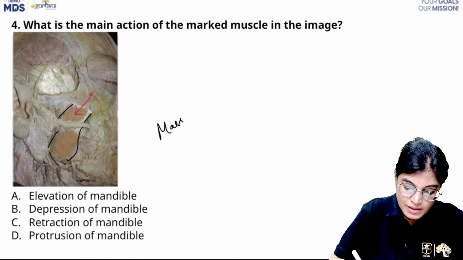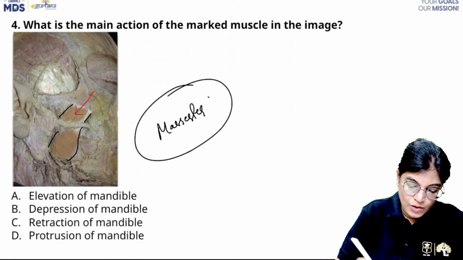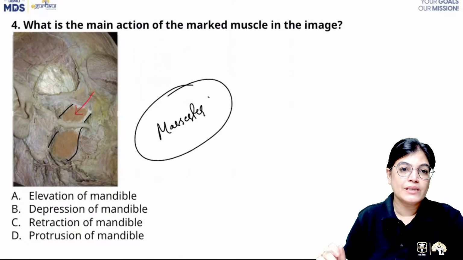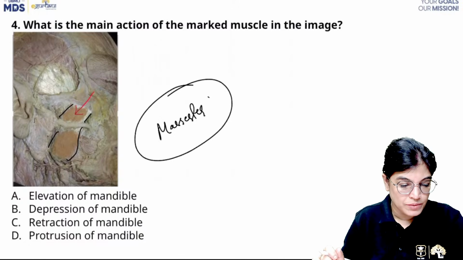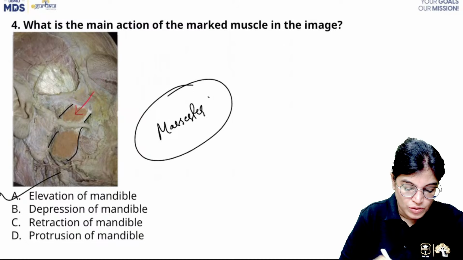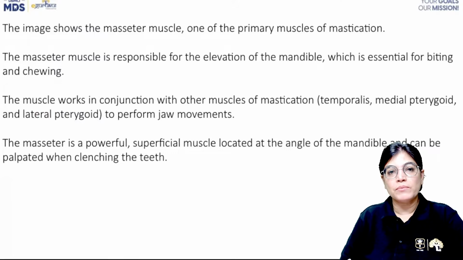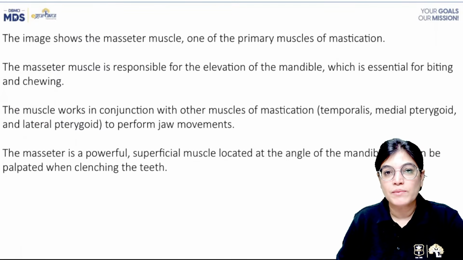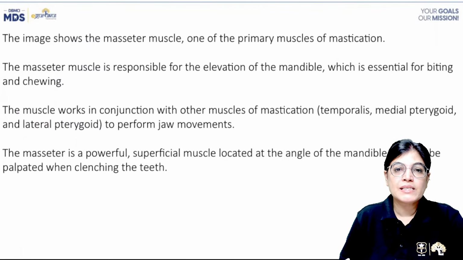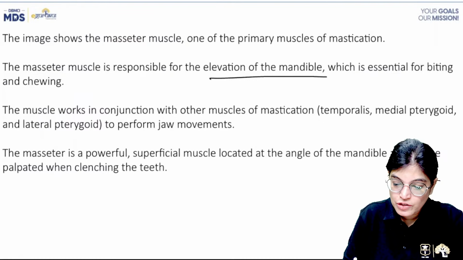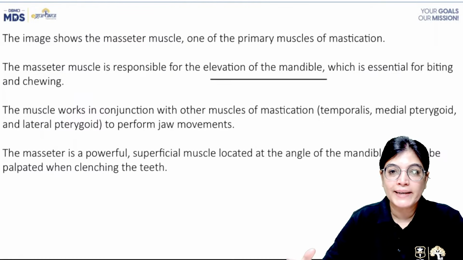So the muscle marked is the masseter muscle. What is the action? Whether it is elevation, depression, retraction, or protrusion. Masseter elevation is absolutely the right answer. So the image is showing the masseter muscle, one of the primary muscles of mastication, and the masseter muscle is responsible for elevation of the mandible, which is very important for biting and chewing action.